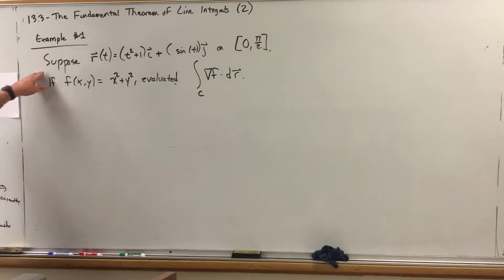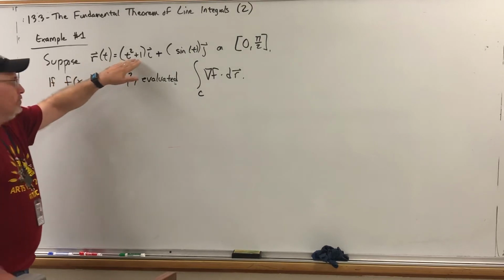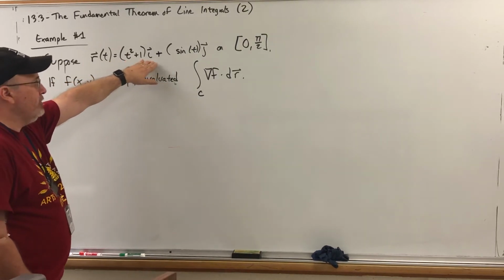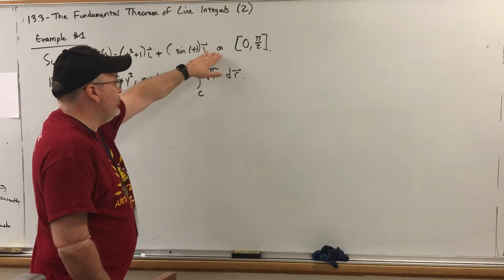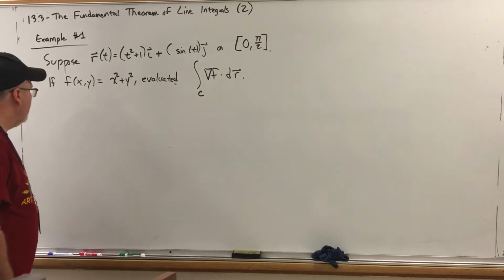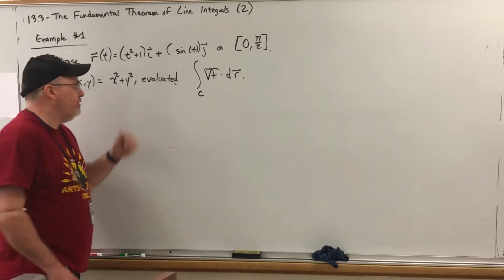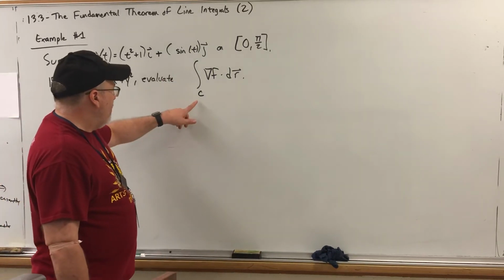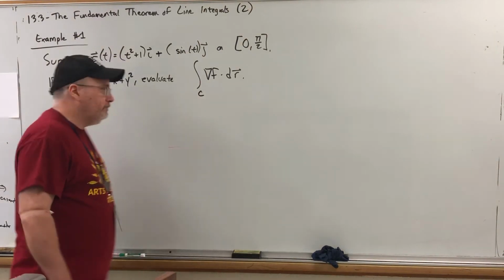Suppose we have a curve defined by the vector function r of t equals t squared plus 1 as the i component function plus sine of t as the j component function on the closed interval 0 to pi over 2. If our function f of x y is equal to x squared plus y squared, evaluate the line integral over the curve C of the gradient of f dot dr.